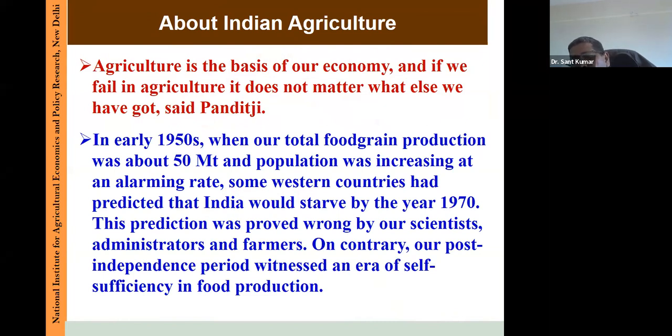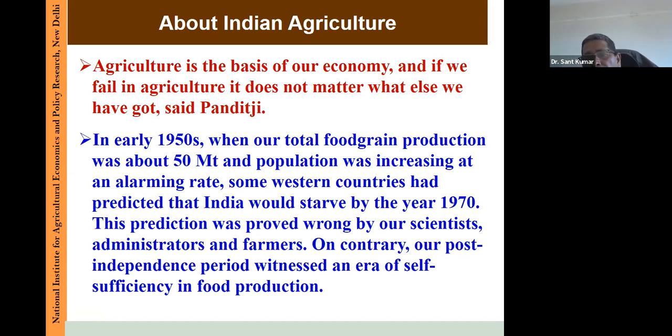In the 75th year of our independence, agriculture is still relevant for the Indian condition. If we fail in the development of agriculture, it doesn't matter what else we have achieved. It was told by our former Prime Minister of India, Pandit Jawaharlal Nehru ji, and his statement is still relevant in the Indian condition.